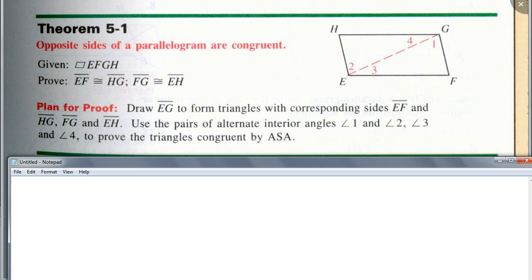Mm-hmm. Use the pair of alternate interior angles, angle 1 and angle 2, angle 3 and angle 4, to prove the triangles congruent by A. Isn't this what we said? Angle, side, angle? Yes? Does this make sense? It's pretty straightforward. Can you do something like this for your homework or your test?